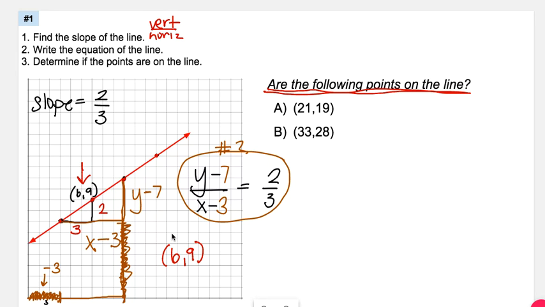So what I'm going to do is I'm going to replace this x with a 6 and the y with the 9. So instead of y minus 7, I'm going to say 9 minus 7. And instead of x minus 3, I'm going to say 6 minus 3. 9 minus 7 is 2. 6 minus 3 is 3.